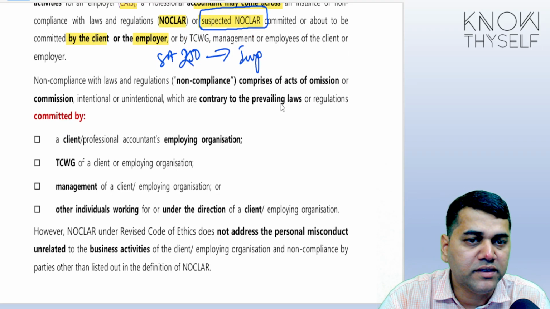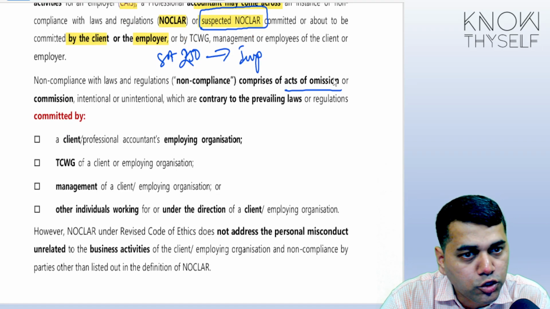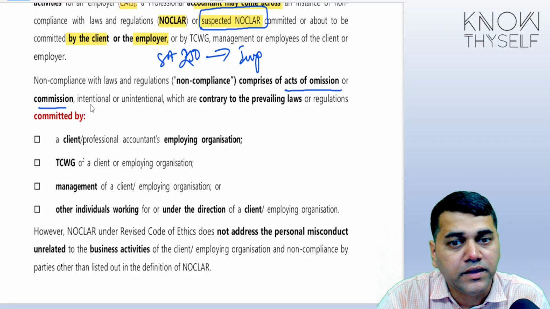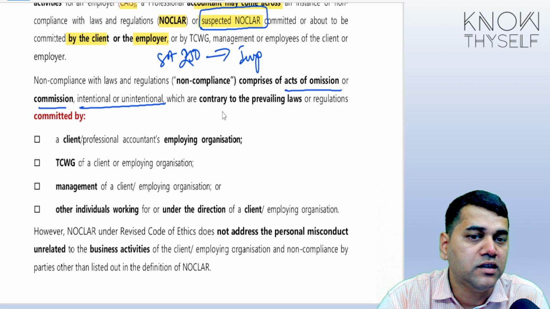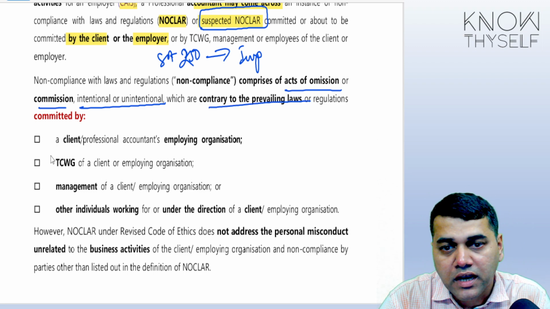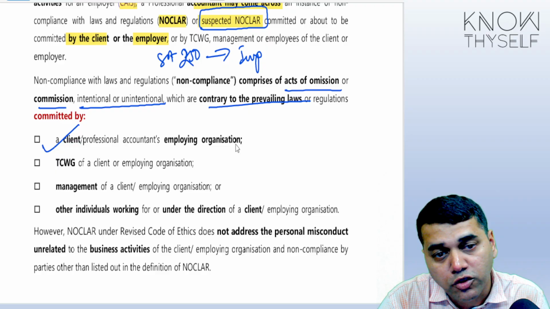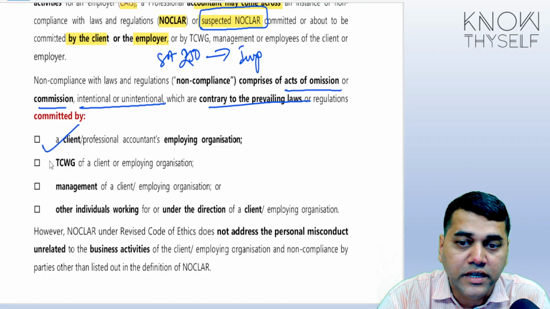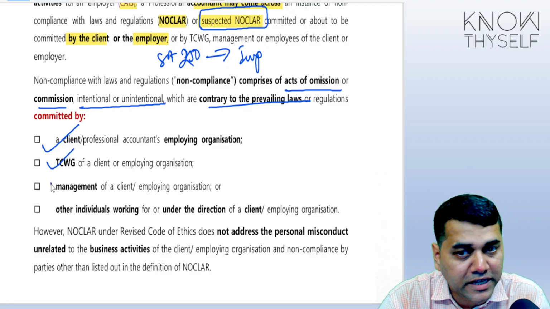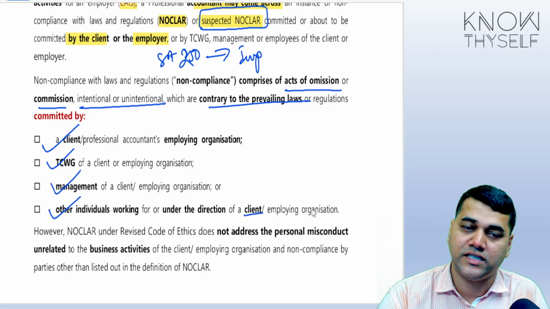Non-compliance consists of acts of omission, that means somebody didn't do something, or commission, intentional or unintentional, contrary to the prevailing law. Who could have committed it? A client could have committed it, or a professional accountant's employing organization, TCWG of the client, management, or any other individuals working under the direction of the client.